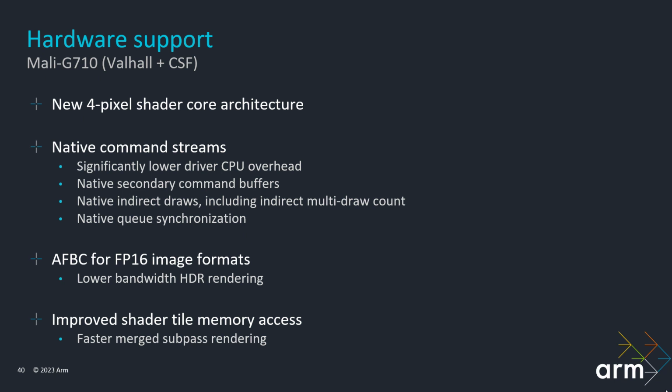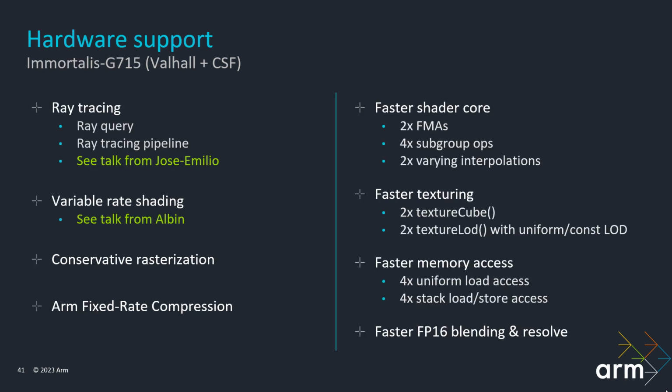We also get the lossless framebuffer compression, AFBC, for FP16 formats, including RGB and RGBA. That can significantly reduce bandwidth for HDR rendering. We also get faster scheduling for tile memory access if you're trying subpass merging, or pixel local storage, or framebuffer fetch. The latest headline GPUs are the Immortalis G715 family, but there's also the smaller Mali G715, Mali G615.